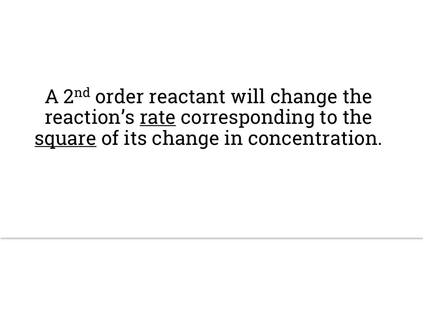So 0th order, don't do anything. First order, change based on whatever you do to them. Second order, they change corresponding to the square of its change in concentration. Okay? This means that if I double something, my rate will be times 2 squared, so 4 times. If I triple something, it'll be times 3 squared, which is 9 times. So it's squared, the rate will change corresponding to the square of our change in concentration.